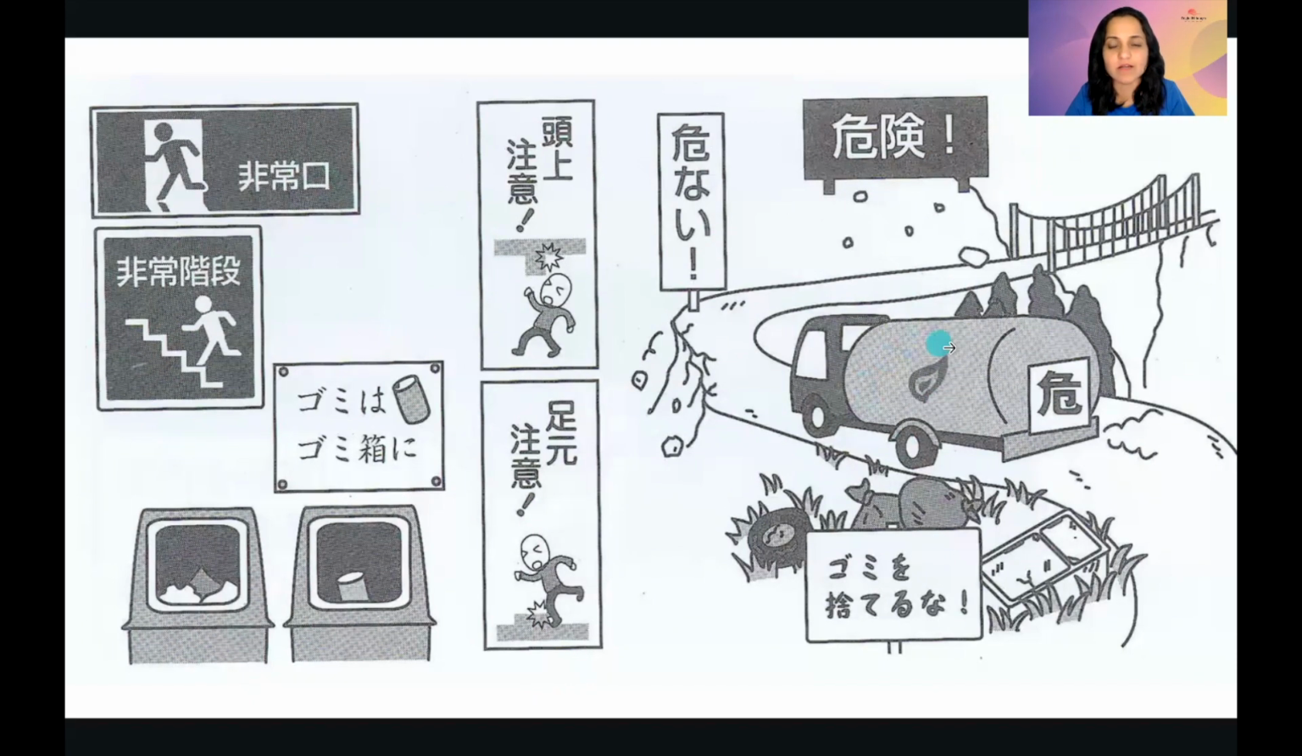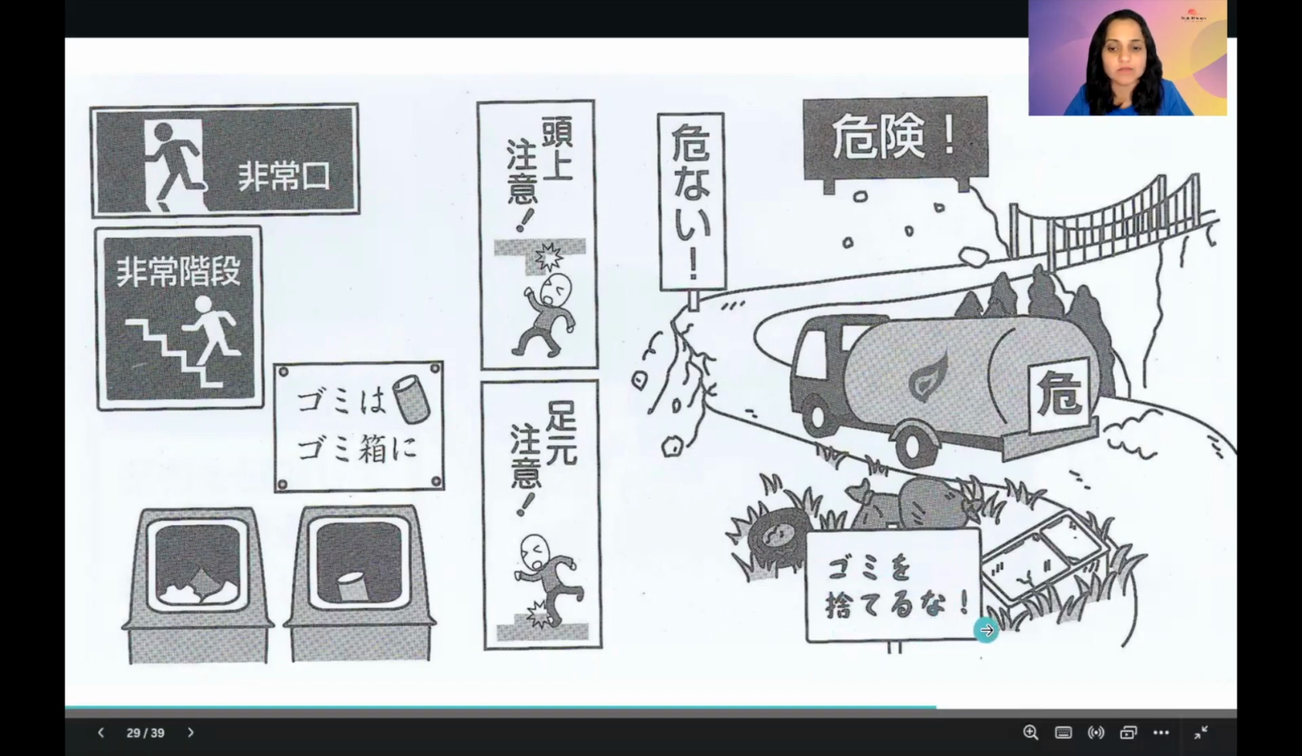Then abunai and kiken. Now see, this vehicle is carrying some harmful chemicals, say petrol, gas, and so it is kiken. Gomi o suteruna. Don't throw garbage. Suteru, sutemasu, to throw. So revise these kanjis and be ready for the test. See you in the next video.